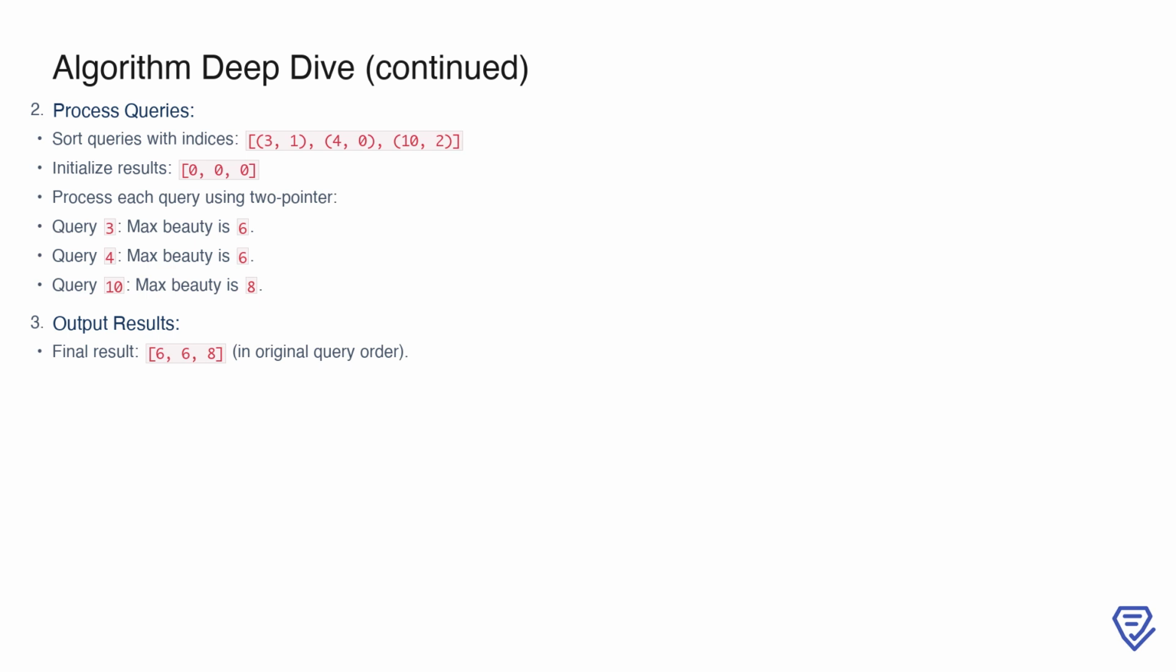For the first query with a budget of 3, we find that the maximum beauty within this budget is 6. For the second query with a budget of 4, the maximum beauty remains 6, as no additional items become affordable. Finally, for the query with a budget of 10, all items are affordable, so the maximum beauty is 8. After processing all queries, we map the results back to the original query order, yielding the final output 6, 6, 8. This example illustrates how the pre-processing, sorting, and two-pointer technique work together to efficiently handle the problem while ensuring correctness for all edge cases.